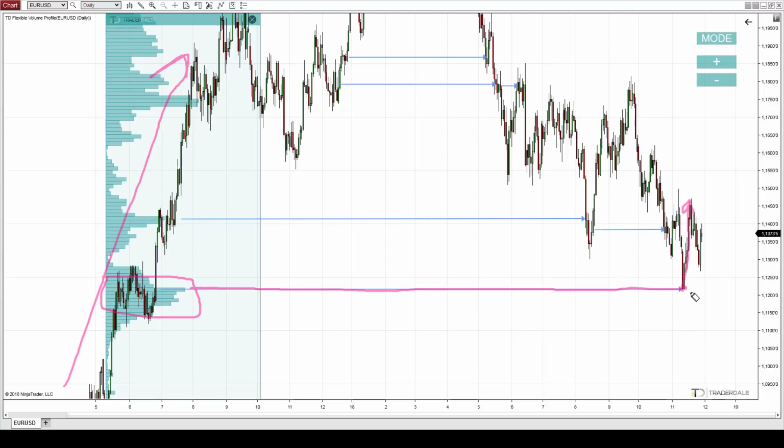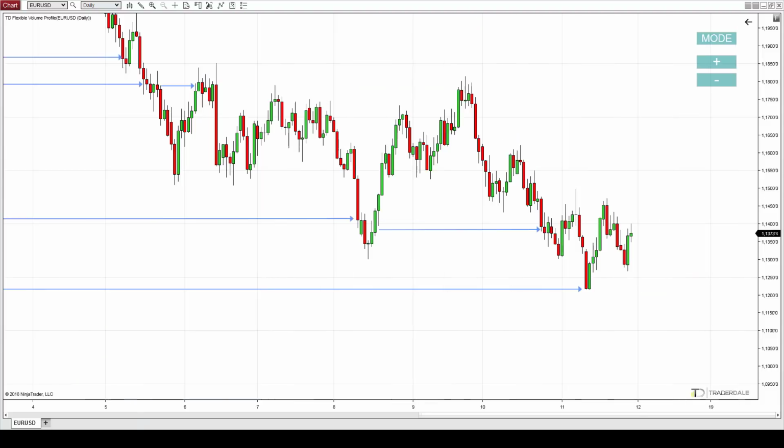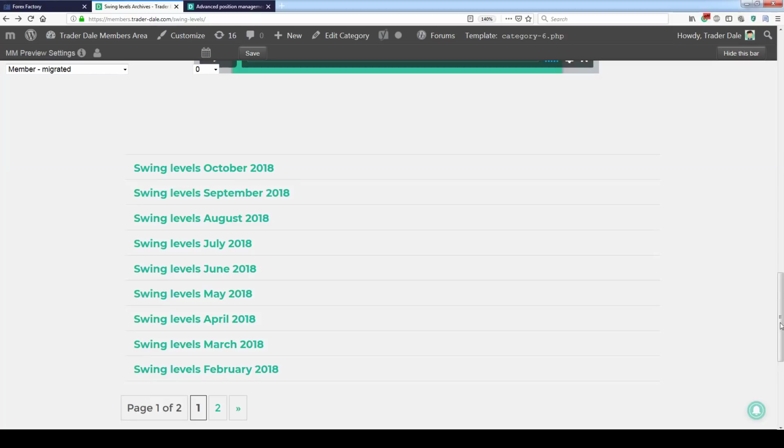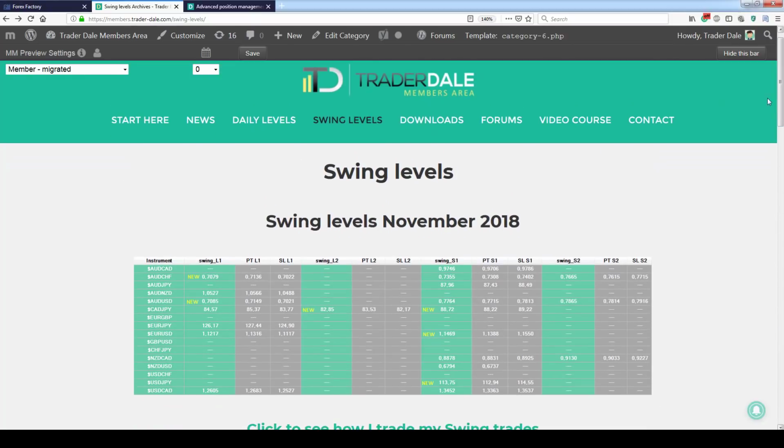This was a very nice trade which I took on the euro. The price basically did not get against the level. It was just a painless, perfect trade. Let's now go back into the members area, and let's now have a look at the levels for November. Those are the current levels.